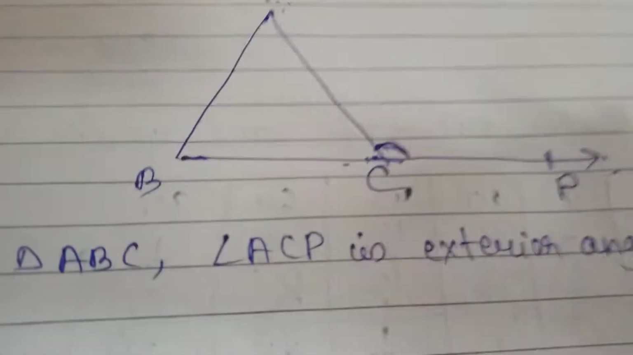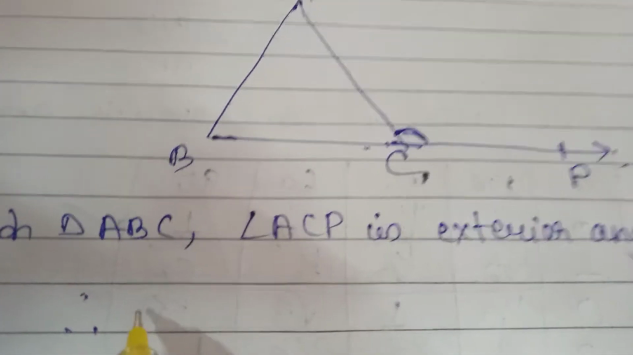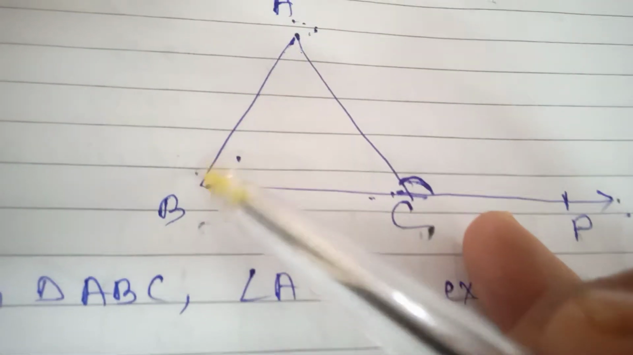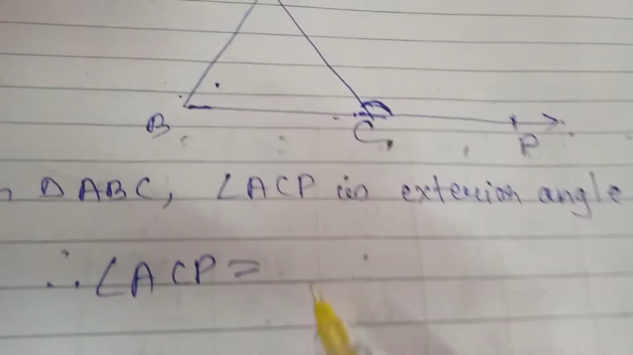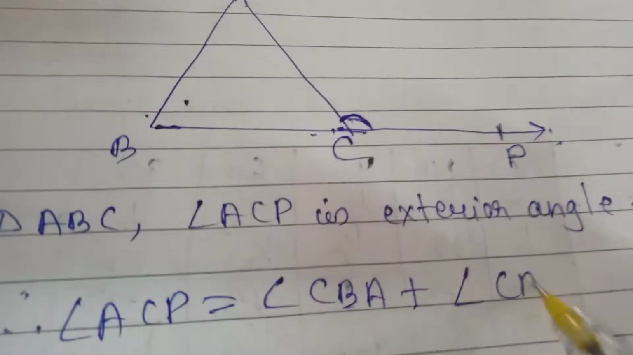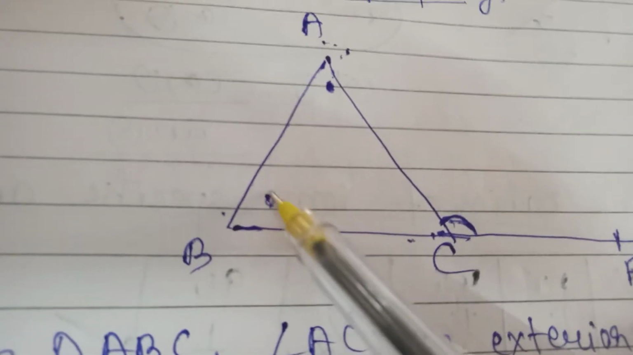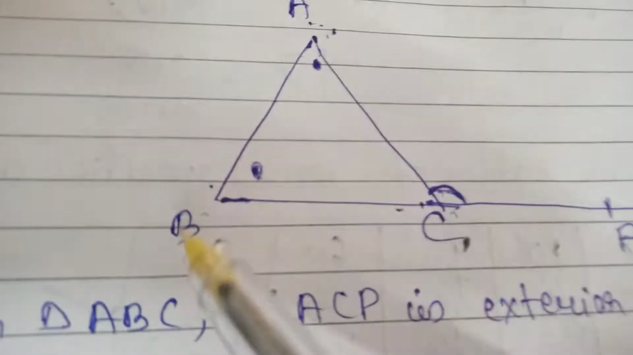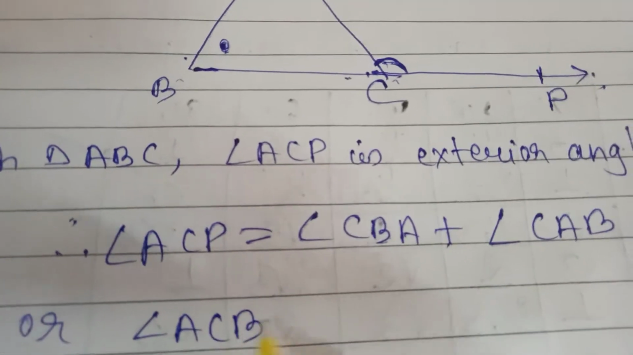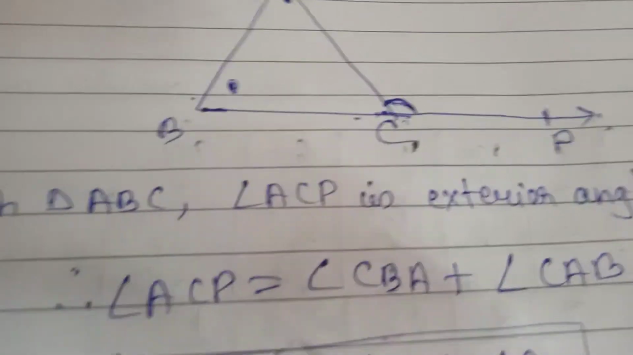It is lying outside. So ACP is the exterior angle. So we can write here the relation that the exterior angle is equal to the sum of its two interior opposite angles. That is, angle ACP is equal to angle CBA plus angle CAB. Can you see? These are the two opposite angles, CBA and CAB. Or it can also be written as angle ACP is equal to angle B plus angle A. Clear? In any way you can write.